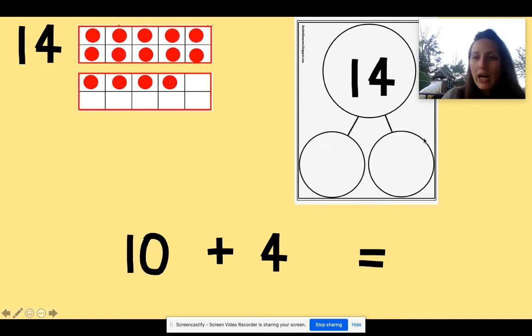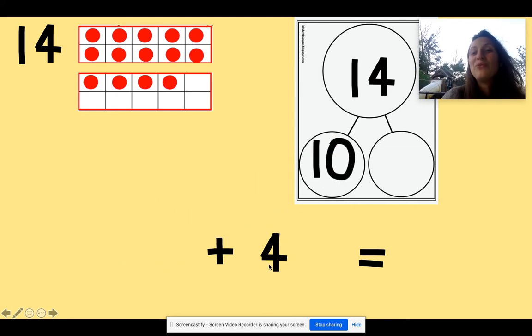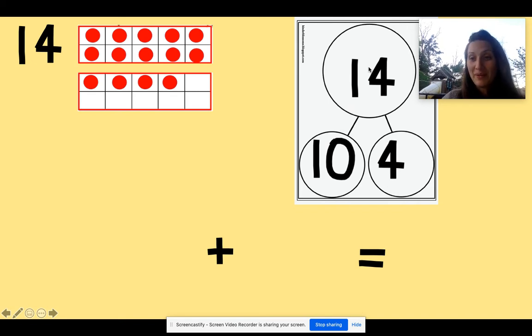What kind of number goes in the bottom circles? If you said the smaller numbers or the parts, you are correct. These numbers are the parts. And I have 2 numbers left that make up the parts of 14. 10 and 4. So 10 and 4 are 14. Or 14 is 10 and 4. These 2 parts make up the whole number.